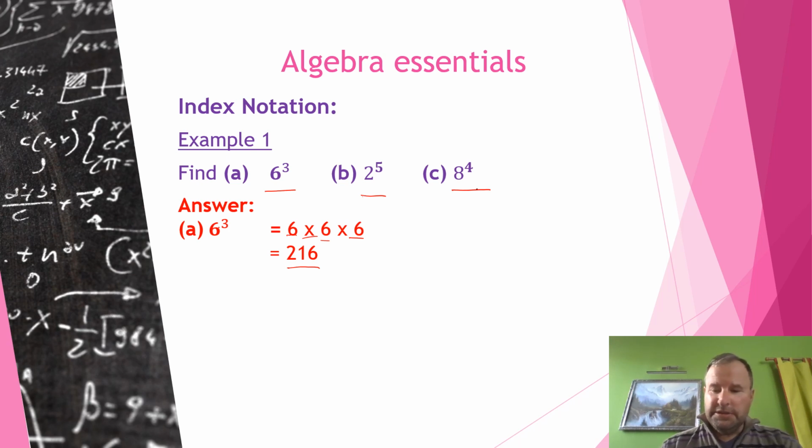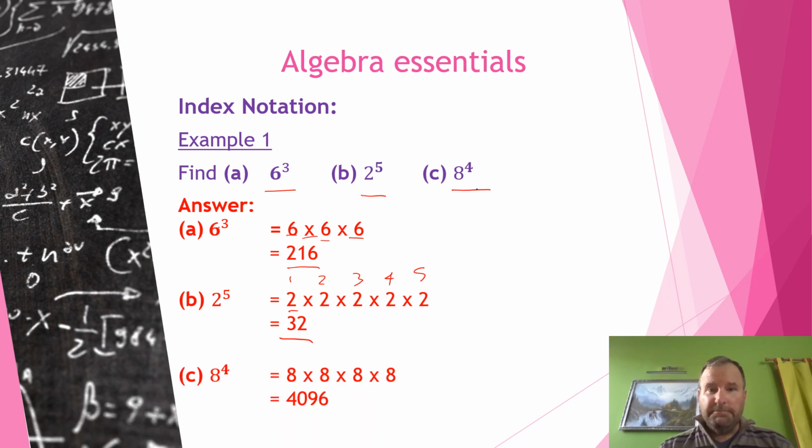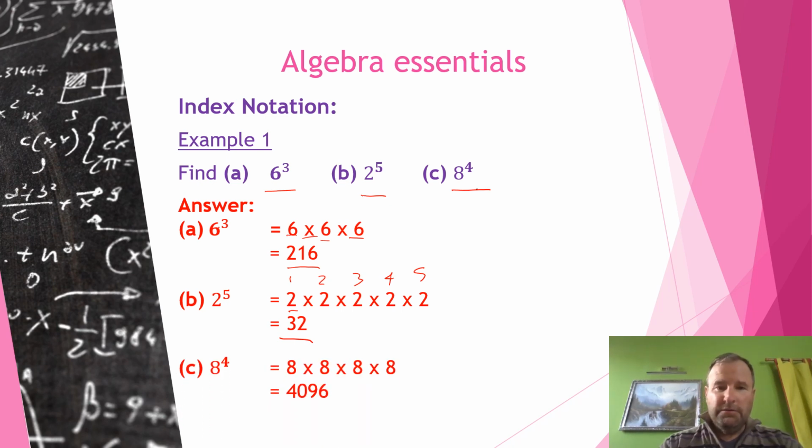2 to the power of 5 is the next one. Doing the same sort of process, 2 to the power of 5 means 2, one of them, there's the second one, third, fourth, and fifth. So that means 2 to the power of 5 gives you the answer of 64. And 8 to the power of 4, here we go. 8 times 8 times 8 times 8. So that means you multiply 8 by itself 4 times. Answer: 4096.